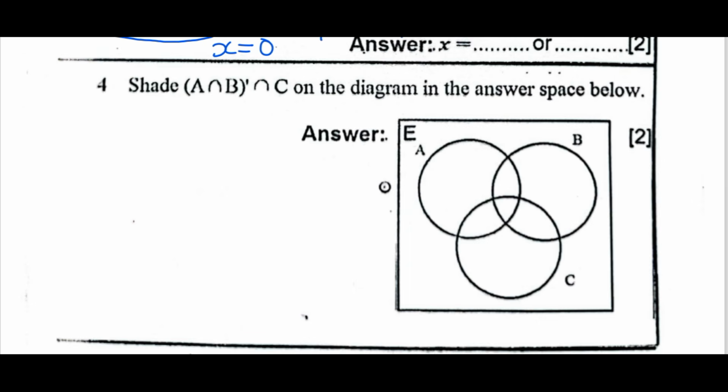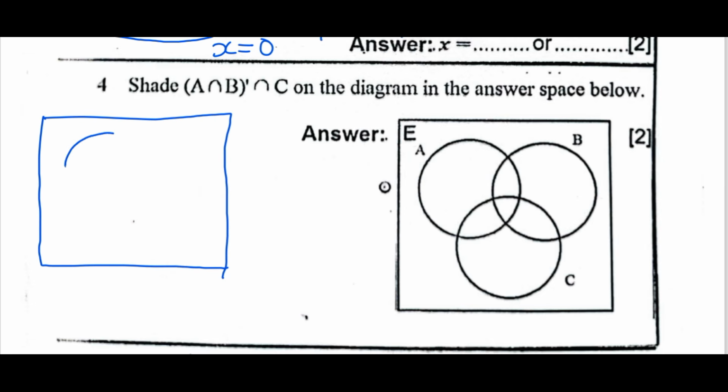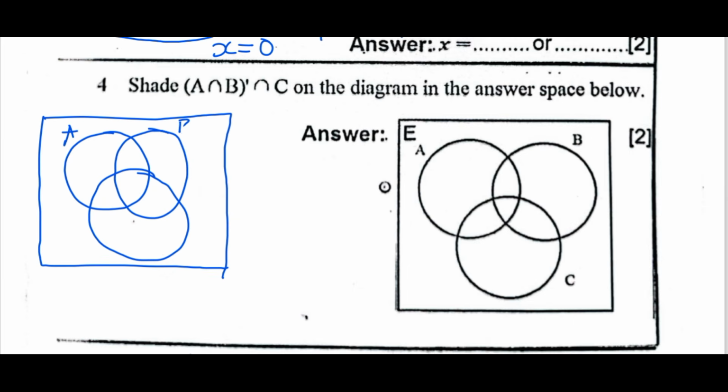Shade A intersecting B, complement, intersecting C. Now it may be a difficulty. This means that A intersecting B is not needed, including the intersection of C. So what do we need here? Let's do this. We are going to redraw a Venn diagram. We are going to make the same 3 sets, but this time we'll make some elements so that we may have a picture.